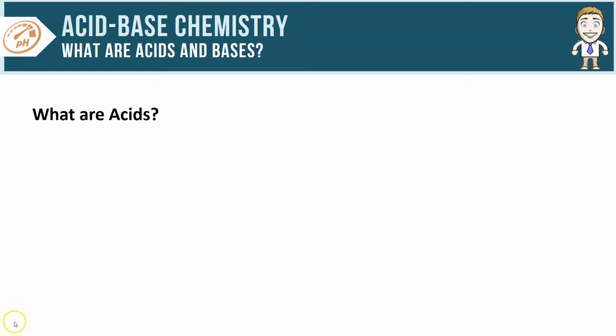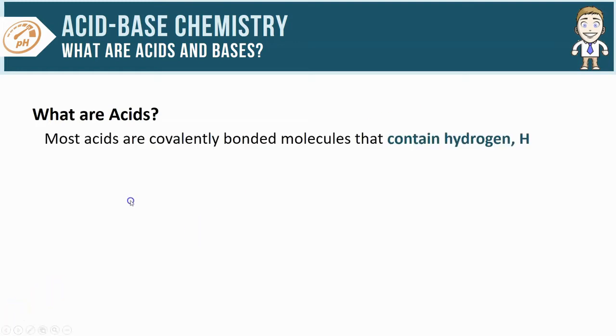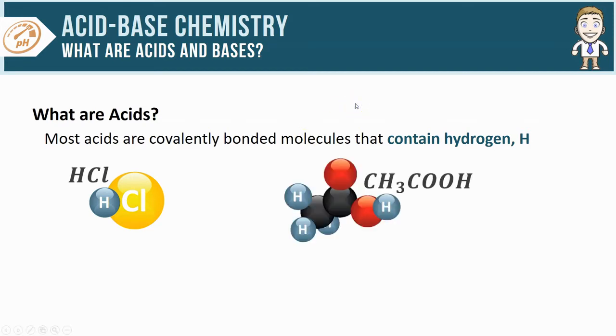Let's start looking at acids. So, what are they? Well, acids are usually just molecules, covalently bonded molecules to be exact, and what makes them special is that they contain the element hydrogen. Like this classic example of an acid, HCl, hydrochloric acid, you can see it contains a hydrogen atom, so it's a very simple one, and they can be more complex too, like this acetic acid molecule shown here.